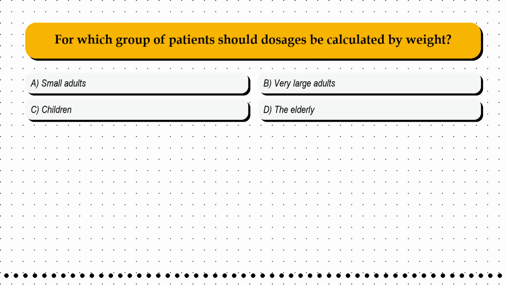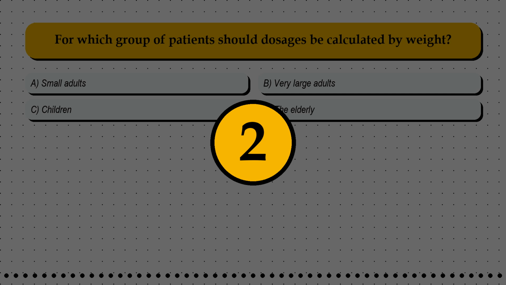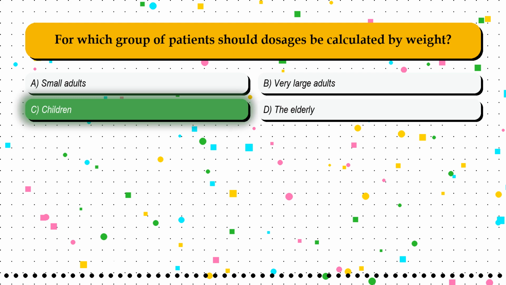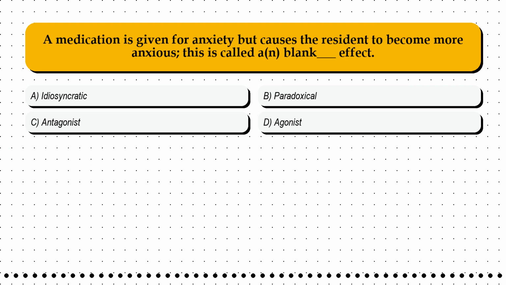Question 35. For which group of patients should dosages be calculated by weight? Option A, small adults. Option B, very large adults. Option C, children. Option D, the elderly. The correct answer is option C, children. Question 36. A medication is given for anxiety but causes the resident to become more anxious.